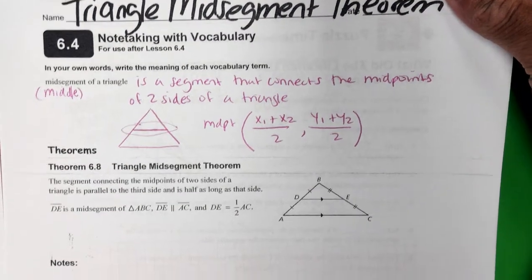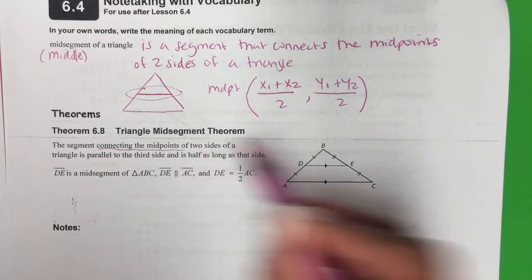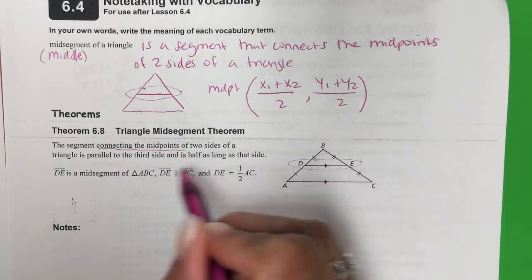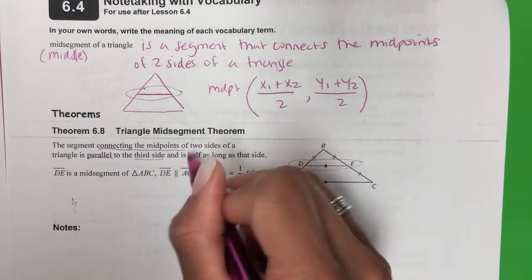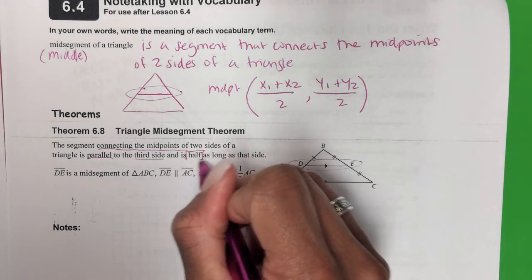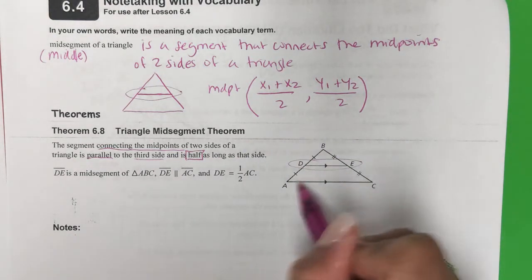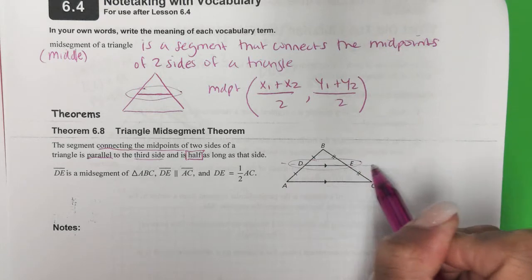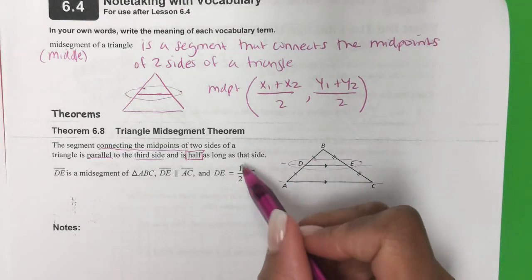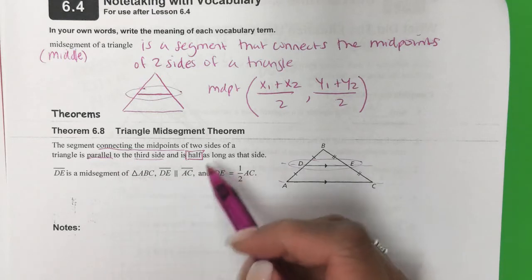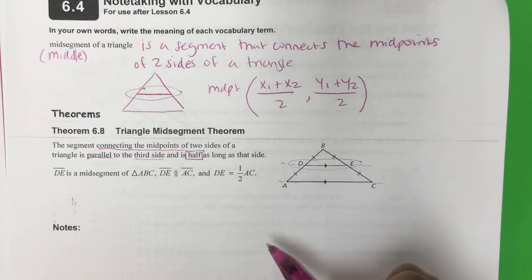So the triangle mid-segment theorem says the segment connecting the midpoints, so this part DE, is parallel to the third side and is half as long as that side. So that means this is half of it and they're parallel to each other. So that means when I connect these, they never touch. And it's half its length. So it says mid-segment DE, where these two are parallel, DE is half of AC.